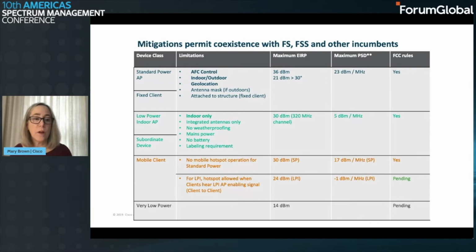So with those mitigations, we believe, and many regulators have agreed, that coexistence is possible in the band with the incumbents, and should enable them to continue to grow and thrive, and should give us the access to the spectrum that we need. So next slide, please.